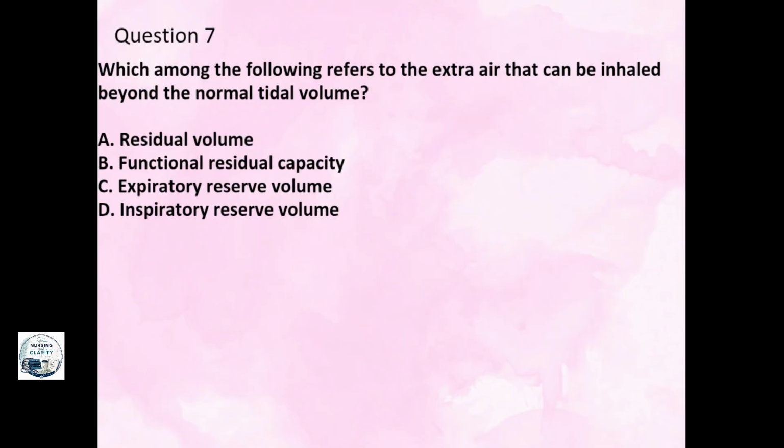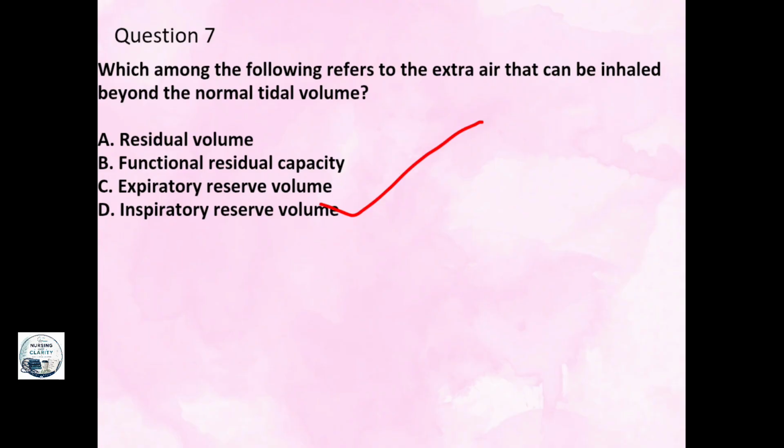Which among the following refers to the extra air that can be inhaled beyond the normal tidal volume? Option A, residual volume. Option B, functional residual capacity. Option C, expiratory reserve volume. Option D, inspiratory reserve volume. Here the correct answer is option D, inspiratory reserve volume.